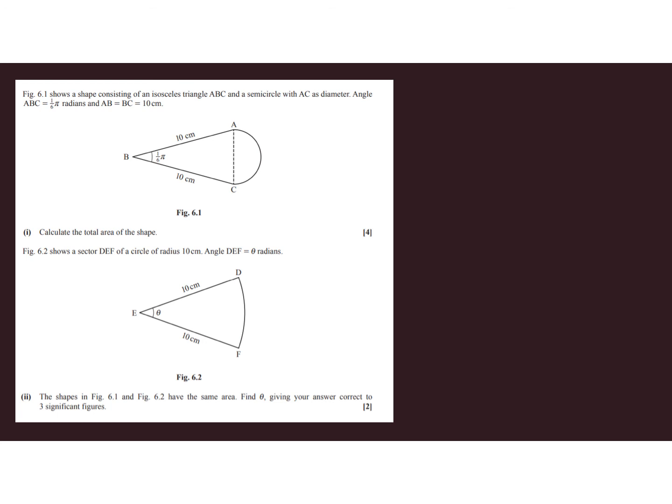So our last question involves some trigonometry. We have a shape consisting of an isosceles triangle ABC and a semicircle with AC as a diameter, and angle ABC is pi by 6 radians, and AB and BC are both 10 centimetres. Part 1, calculate the area of the shape.